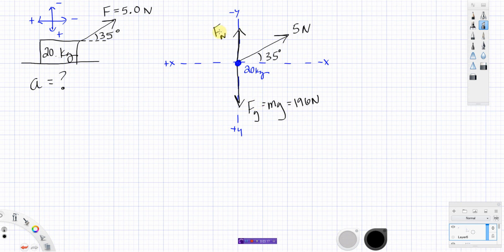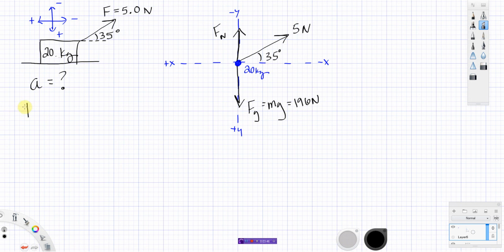Do I know the normal force right now? No, I don't. You may be tempted to write that it's the same as the weight. That is not true for this problem. The normal force is whatever it needs to be so that this box doesn't sink into the ground. For this problem, we don't even really need to know what the normal force is, although I think I'm going to go ahead and find it anyways.